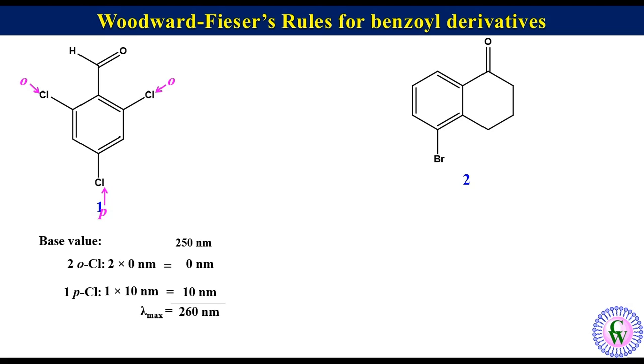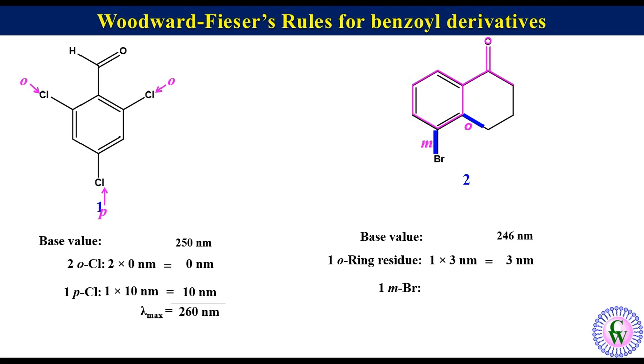Compound 2. This is an aromatic ketone. So the base value will be 246 nanometer. There is a ring residue at ortho position. The addition for one ortho ring residue will be 1 into 3 nanometer is equal to 3 nanometer. There is a bromo group at meta position. Addition for one meta bromo will be 1 into 2 nanometer is equal to 2 nanometer. Thus the lambda max will be 246 plus 3 plus 2 is equal to 251 nanometer.